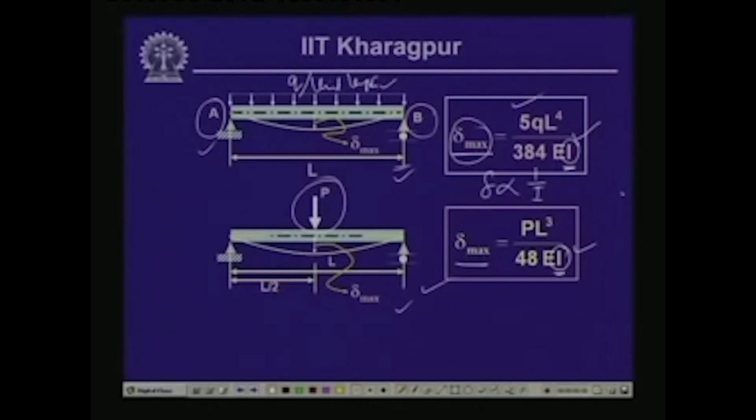Now, therefore, irrespective of the loading you have on the beam, if the moment of inertia is double, that is, instead of I it is twice I, then the value of the delta will become half of what it was earlier, and so is the case in this particular situation.